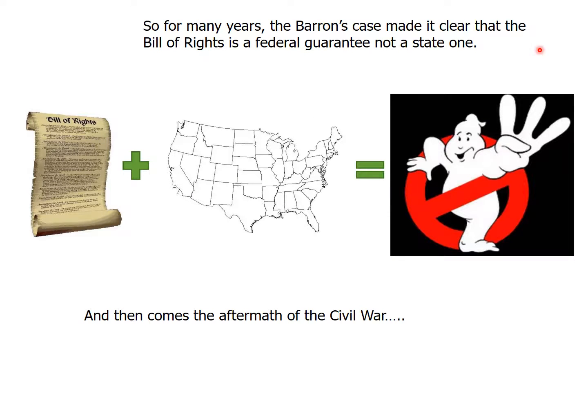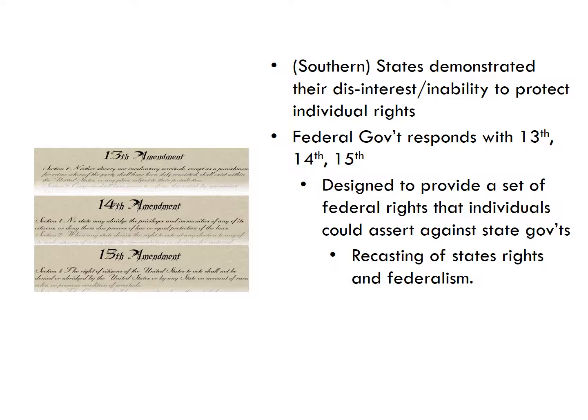So for many years, the Barron's case made it clear that the Bill of Rights is a federal guarantee. However, it's not a state one. And so then we have the Civil War. And after the Civil War, we had the southern states that definitely showed a disinterest, an inability to protect individual rights, to make sure that everybody was going to be treated equally, i.e., freed slaves.